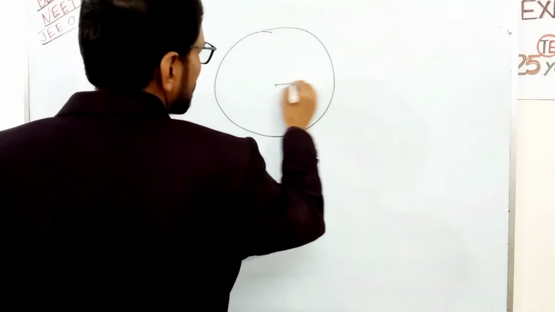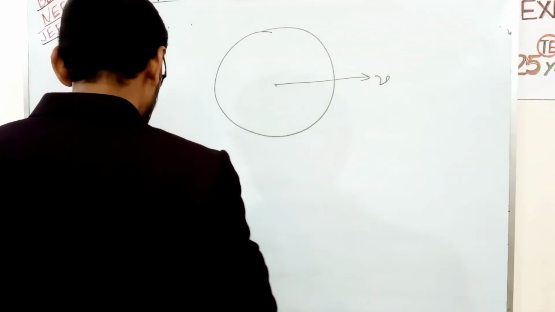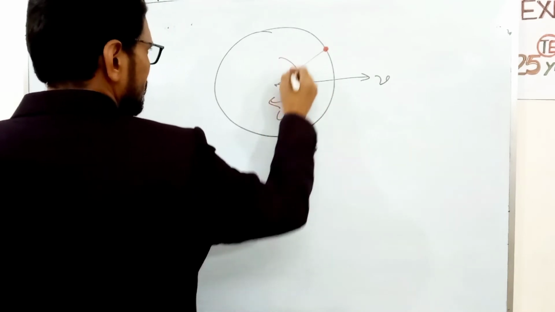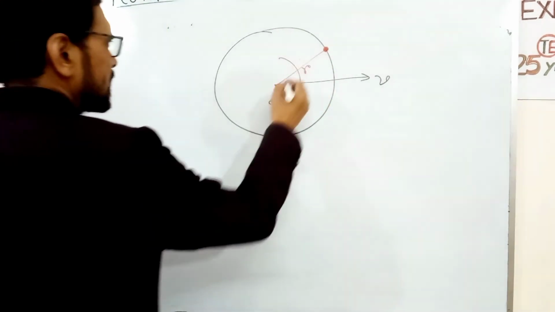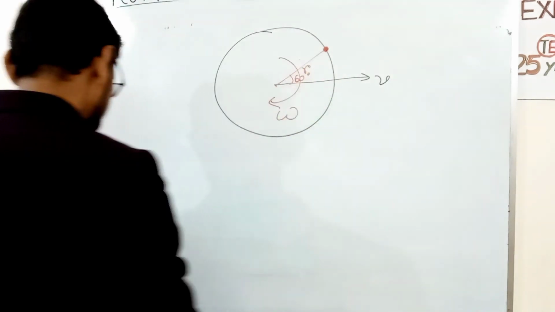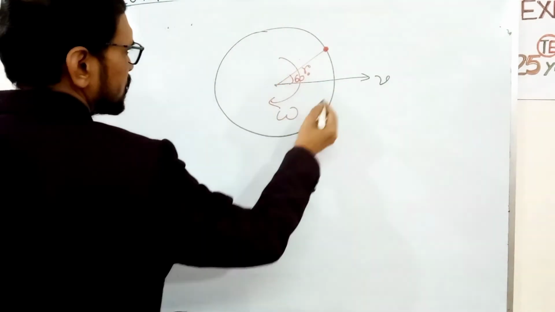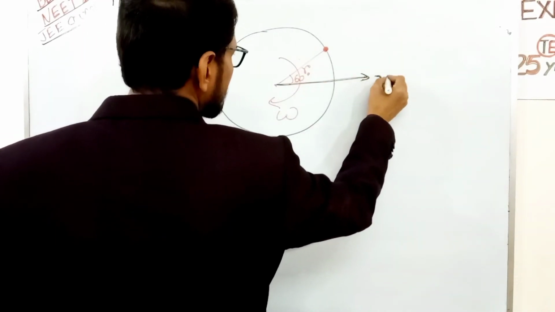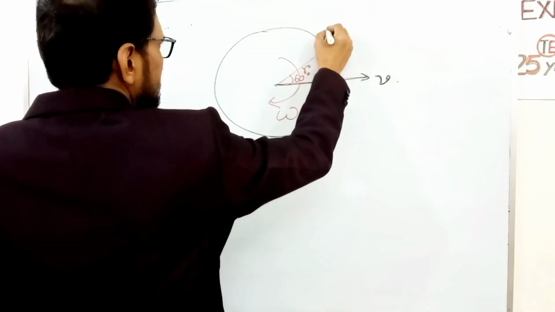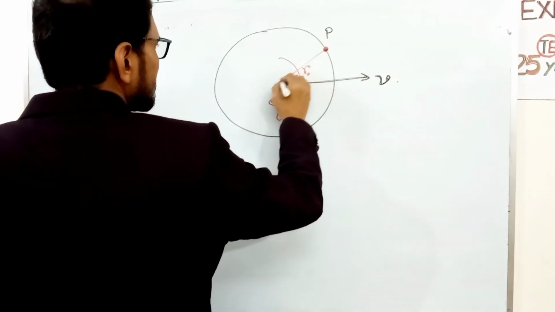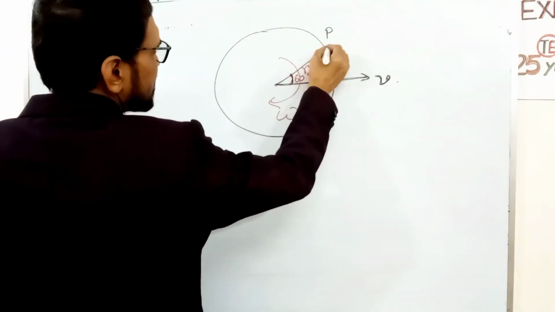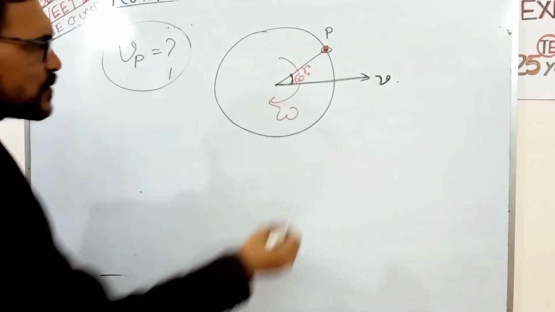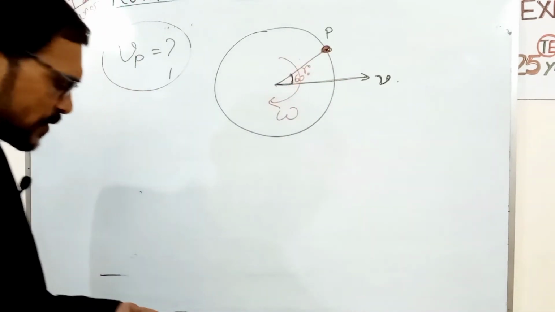Suppose a body moves with velocity v, and this is a point here, this is a point P. This angle is suppose 60 degrees. Now, if a body rolls whose angular velocity is omega and velocity of the center of mass is v, what is the velocity at this point P, which is at 60 degrees with the horizontal? How do we calculate the velocity of point P?